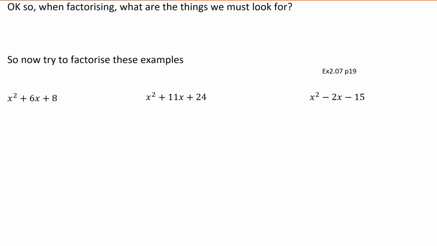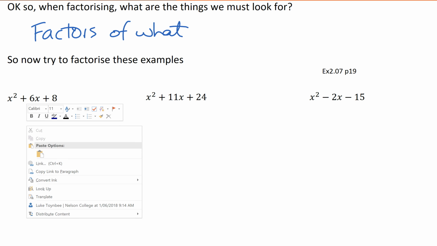When factorising, what are the things that we must look for? How do we factorise? What are we looking for? Common factors. Yep, so we're looking for factors, hence the word factorising. But factors of what? The last term. Factors of the last term, factors of the number, if you like. Factors of the number.